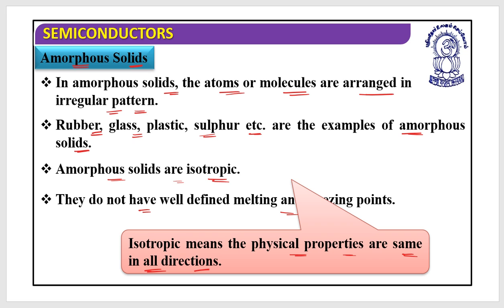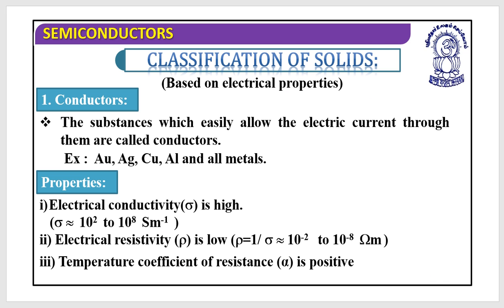Now let's classify the solids based on their electrical properties. This is the second way to classify the solids. This is based on the electrical properties. So we are going to divide them into conductors, insulators and semiconductors. And let's begin our discussion with the conductors.